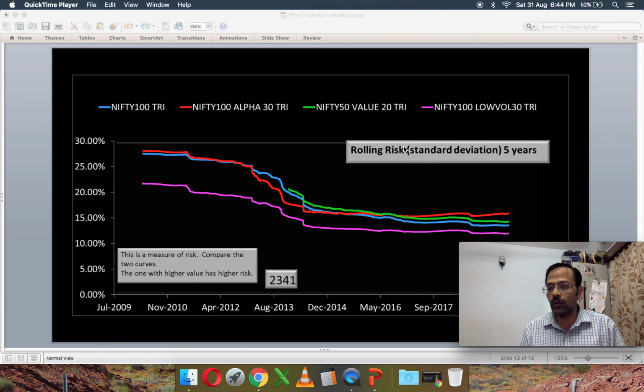You get guaranteed lower risk, and so far the return outperformance has been spectacular, and the consistency and the gap between minimum and maximum return is also very low as compared to the other indices. So that is the reason why I love the low volatility index.